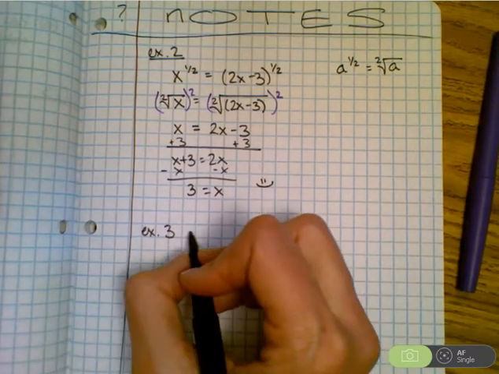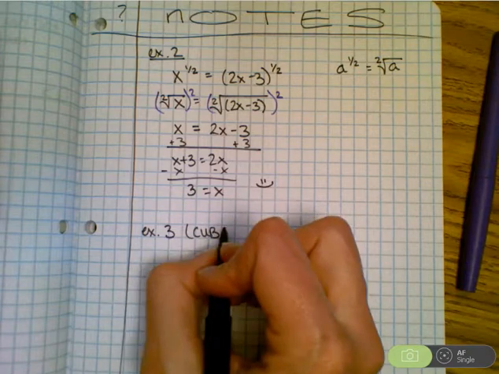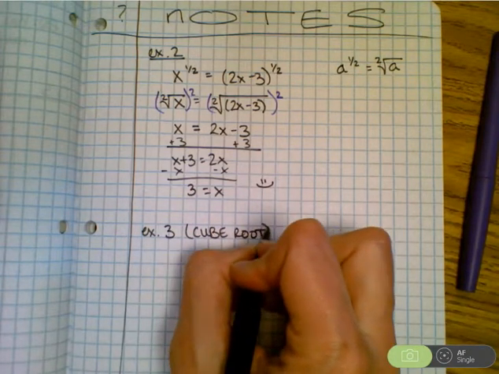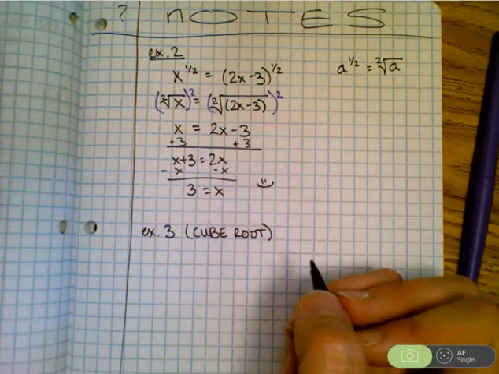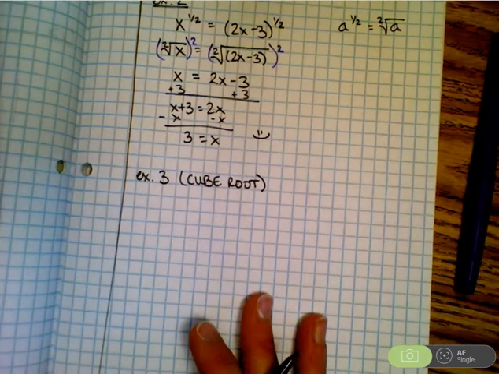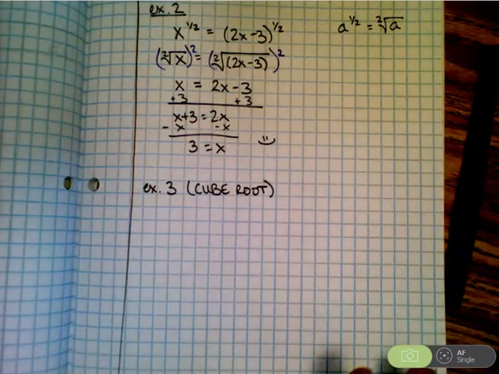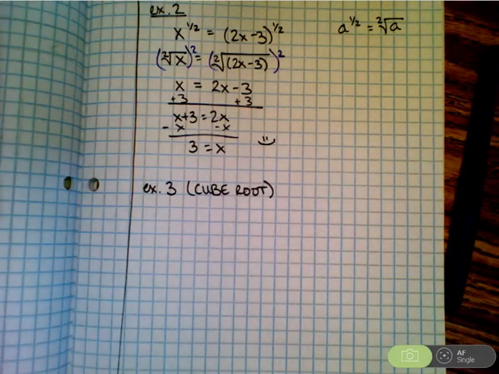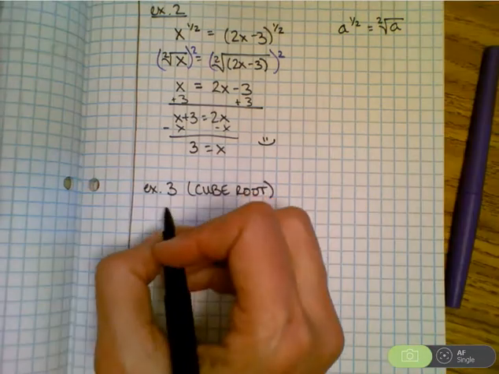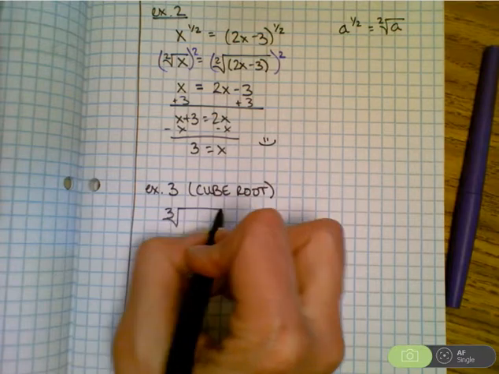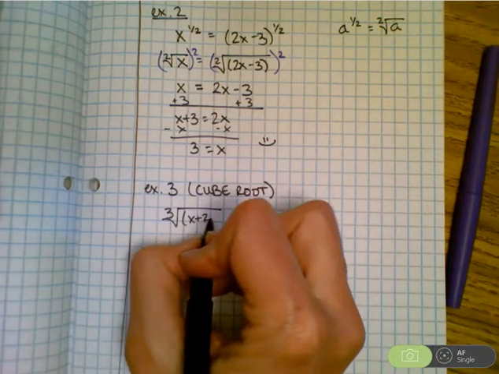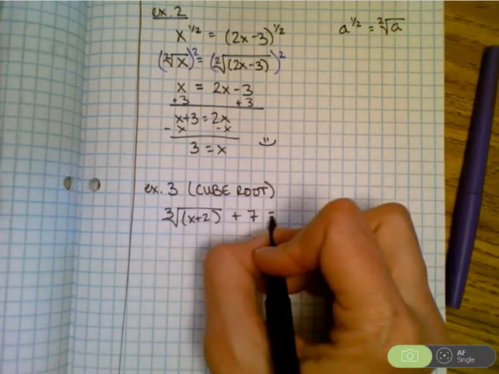Let's do another example. This one is going to be a cube root function. And with cube root functions, we actually don't have to worry about checking our answers because there's not that domain restriction like there was in square roots. So cube roots, let's see. First example is the cube root of x plus 2 plus 7 equals 5.